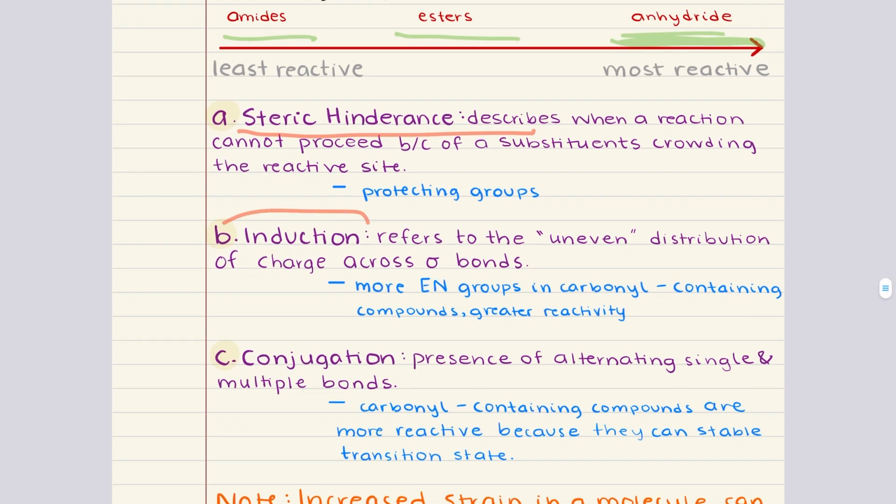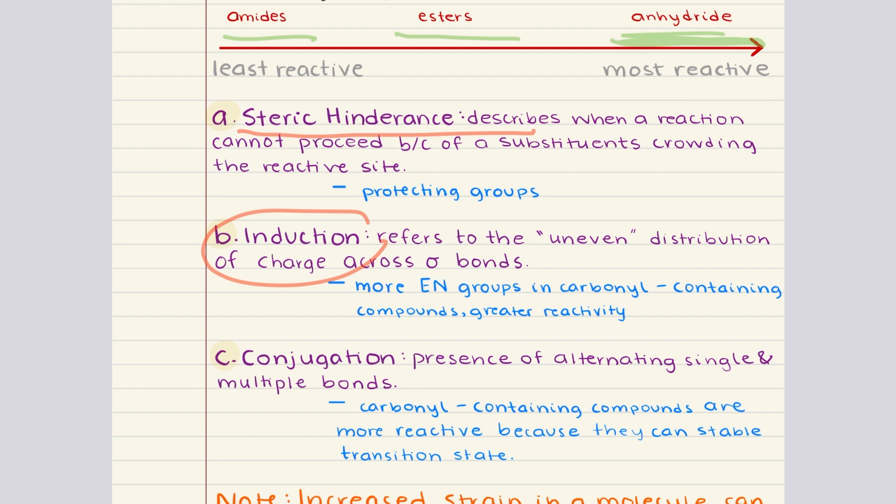Next, we consider induction. This is an electronic effect, and it involves the pulling of electron density through sigma bonds due to differences in electronegativity between atoms. In the context of carbonyl chemistry, electronegative atoms near the carbonyl can pull electron density away from the carbonyl carbon, and that's going to make the carbon more partially positive and therefore more electrophilic. So the more electrophilic the carbonyl carbon, the more likely it is to be attacked by a nucleophile.